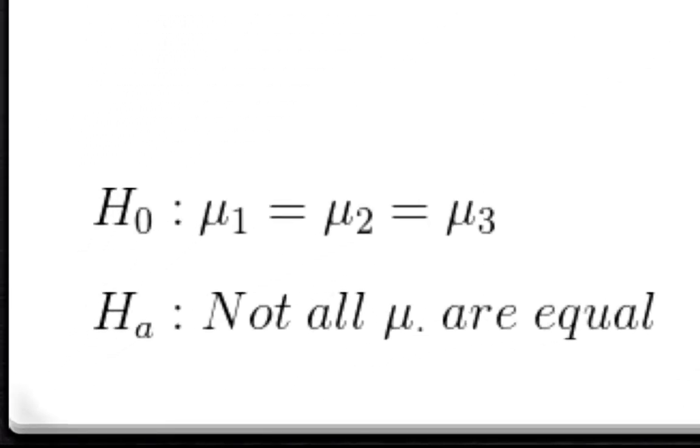These are our hypotheses. The null hypothesis for a one-way ANOVA is always going to be that all of the population means are equal. The alternative hypothesis is that the population means are not all equal.